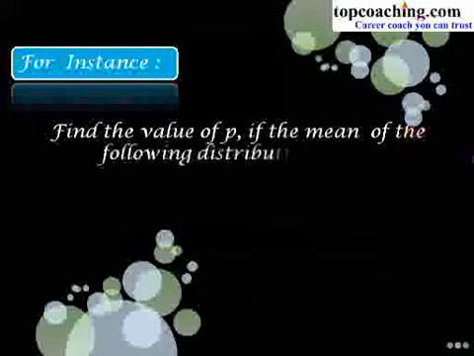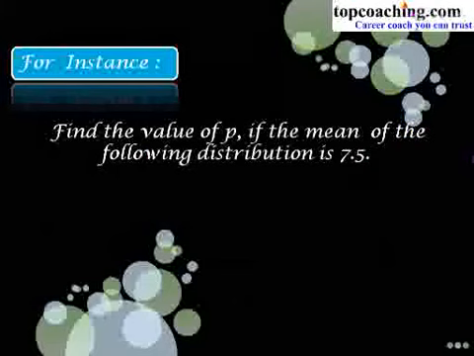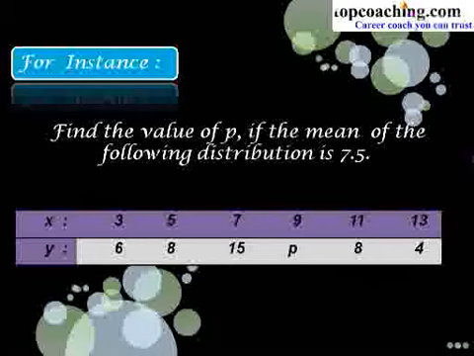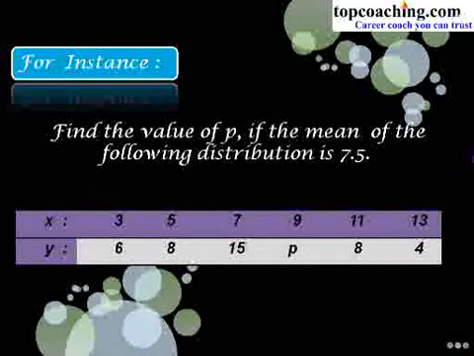Find the value of p if the mean of the following distribution is 7.5. My dear students, what we have given in the question is that we have to find the value of p if the mean of this following distribution is 7.5. Here we have two values, that is x and y.